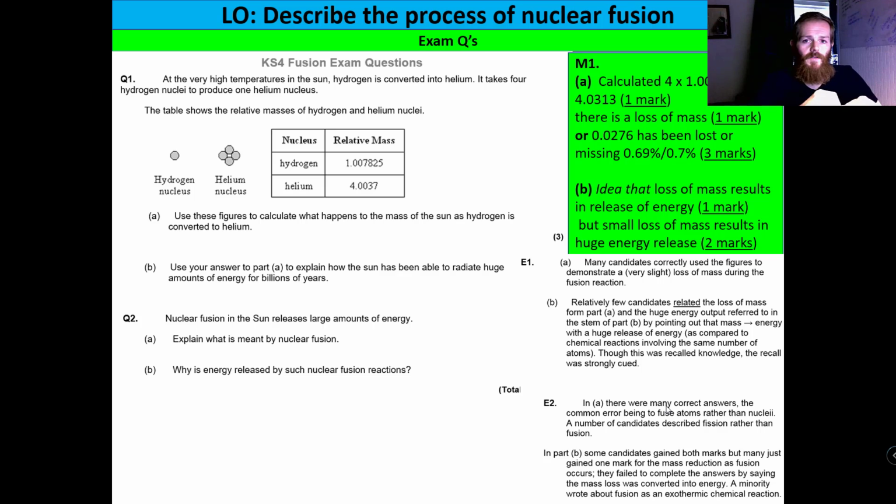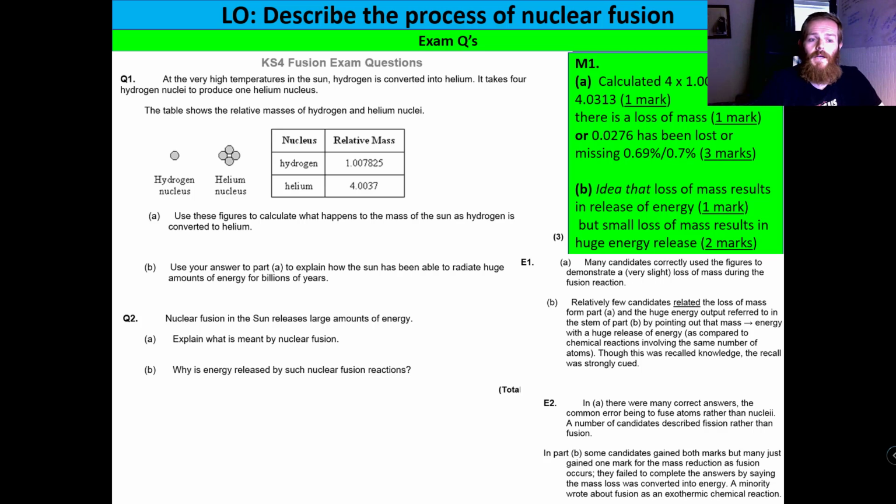Okay, don't refer to them as atoms, because it's not the outer electrons that we're interested in, as I mentioned way back at the start of this topic. It's the nuclei. Okay. Question 2b, why is energy released by such nuclear reactions? And it says in part B, some candidates gained both marks, but many just gained 1 mark for the mass reduction as fusion occurs. So apparently a lot of people said the mass goes down, but then stopped there. They failed to complete the answers by saying the mass loss was then converted into energy. So for the marks, you need to mention that the mass goes down, but then you need to comment on what happens to that mass.